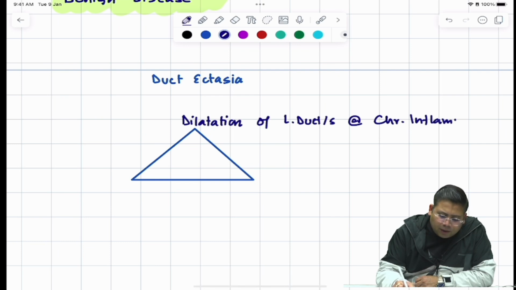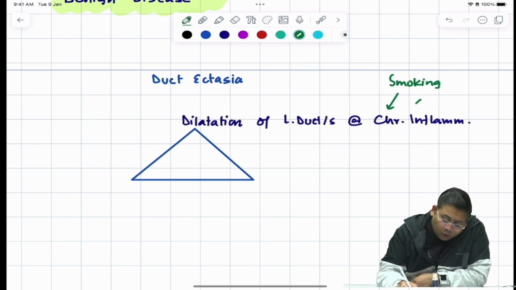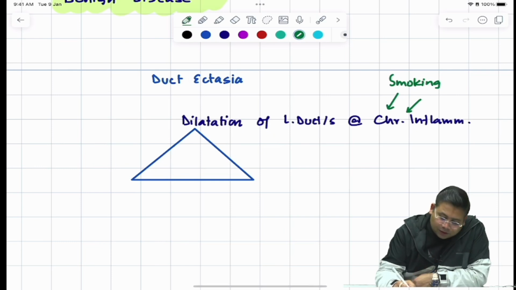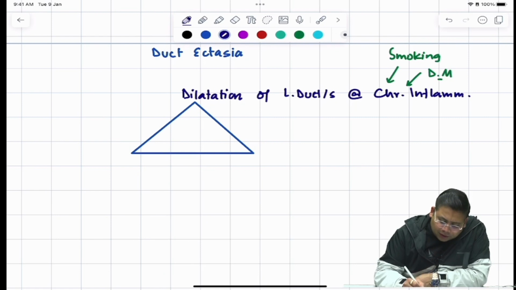Now, who could be a source of this chronic inflammation? Due to lifestyle related changes, more and more patients are presenting with a classical addiction to smoking, or nowadays, the endemicity of diabetes, or rather epidemicity of diabetes. So diabetes mellitus, and they are the chronic source of inflammation or infection. Apart from that, it's a classic triad of dilatation of ducts, and there is nipple discharge.